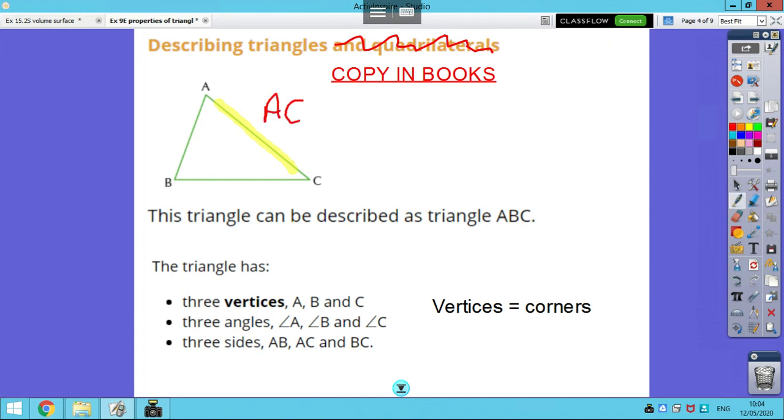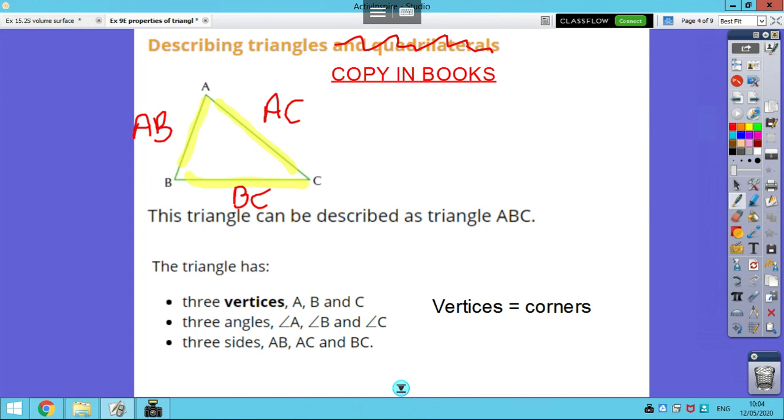Side AC. If I was going to talk about this side here, I would call it BC. And if I was going to talk about this side here, I would call it AB. Now I've done that way around because they're all in alphabetical order, aren't they? A comes before B, A comes before C, and B comes before C. So I've done them in alphabetical order.